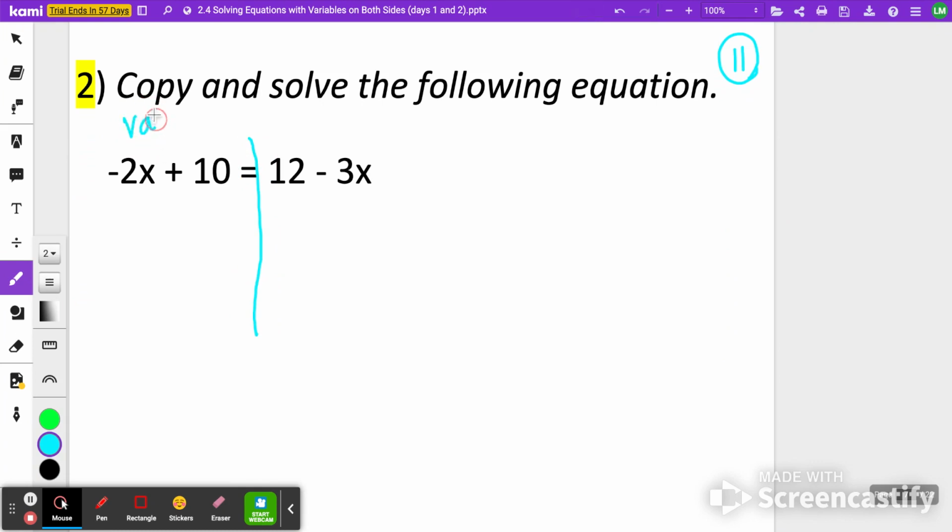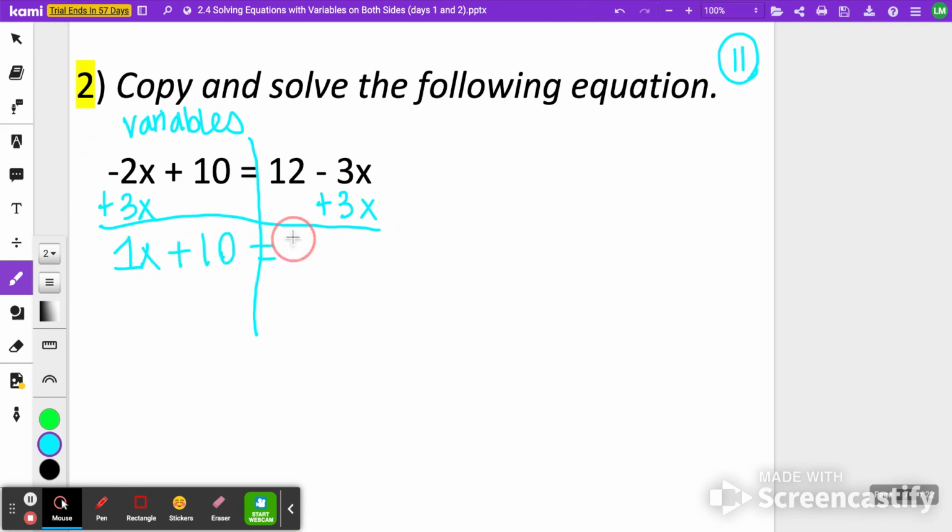I'm going to put mine on the left-hand side because I'm feeling like it's a little bit easier to do here. So I'm going to add 3x to bring it over here with the negative 2x. When that happens, negative 2x plus 3x is a positive 1x. You can write just x or 1x. I'm going to write 1x for now, just so you can see it visually, but keep in mind that can also be represented just by an x. Plus 10, and then is equal to 12.